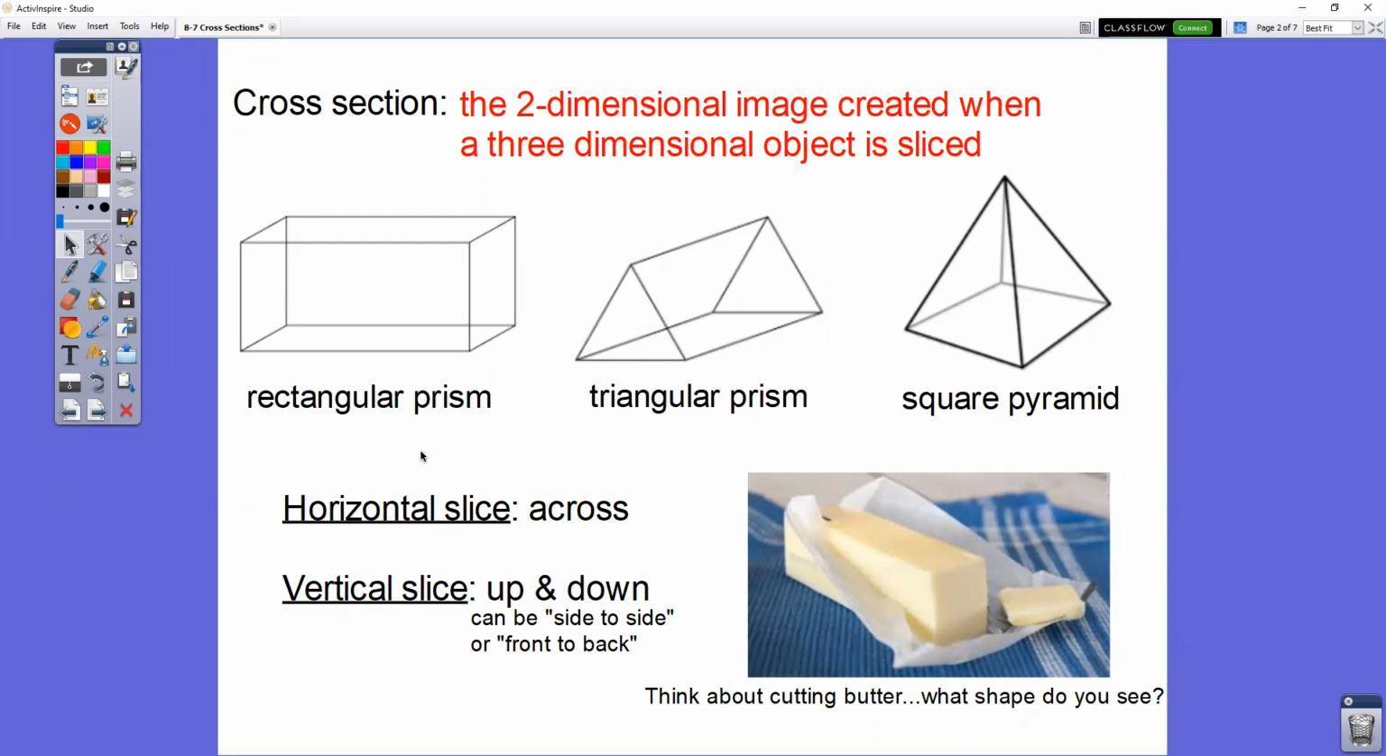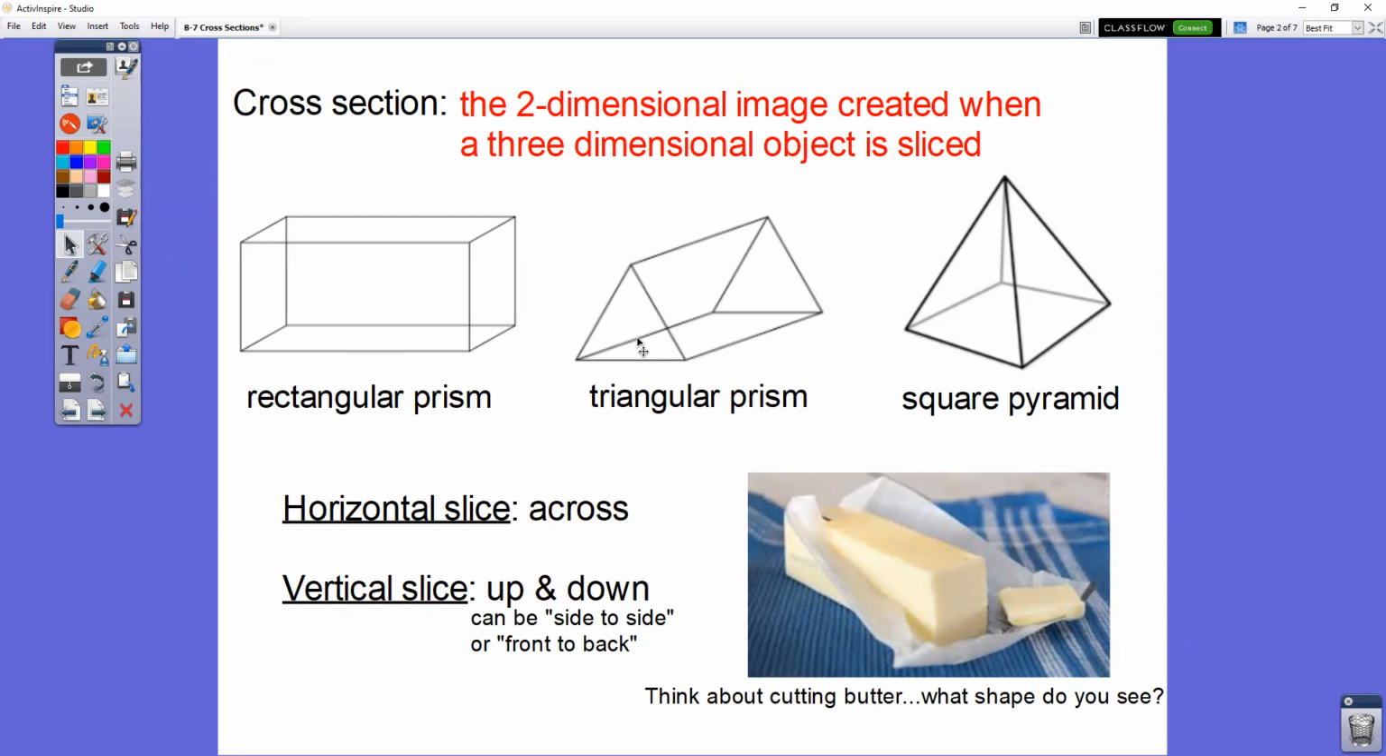So when we take a look at these shapes, notice that in a rectangular prism, we have six different sides. We have the top and bottom, which are both rectangles. We have the left and the right. Now, sometimes they can be squares, sometimes they can be rectangles. And then we have the front and the back, which are rectangles as well.